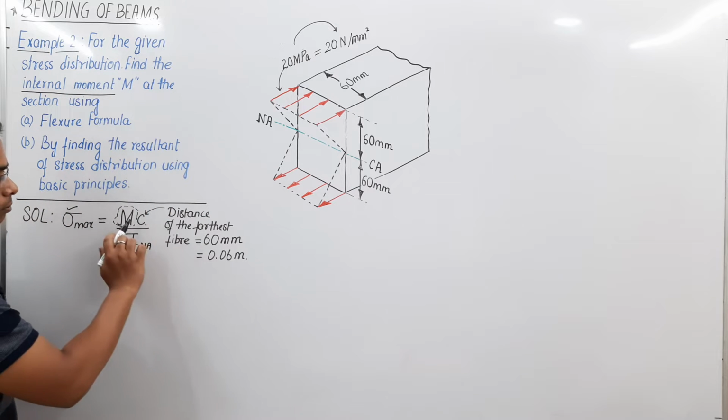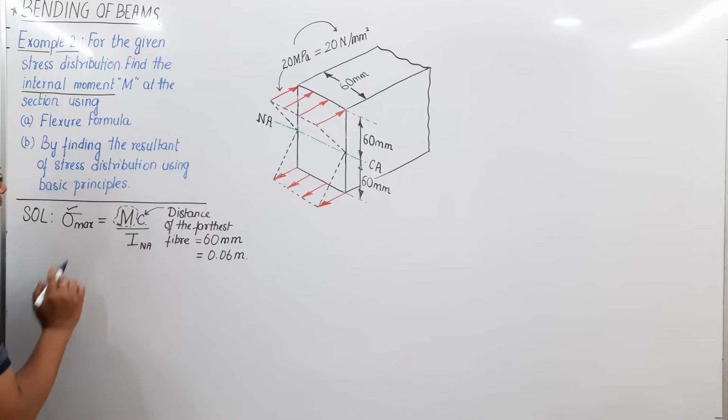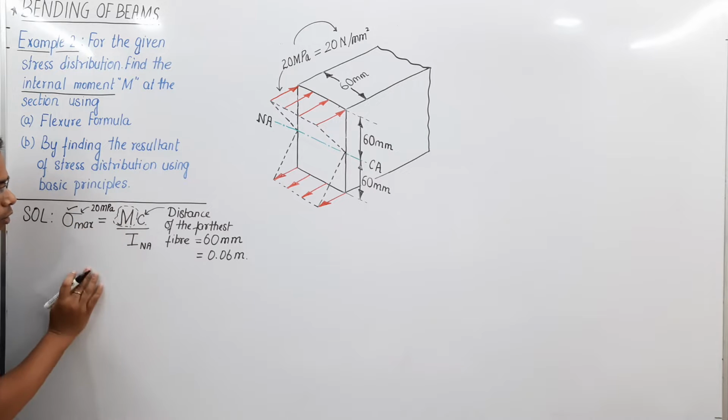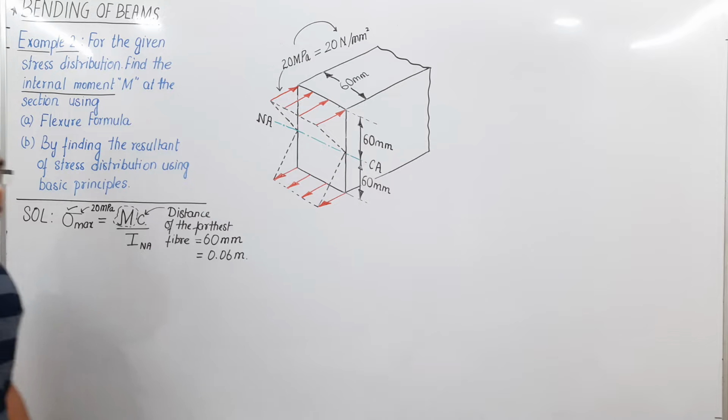Okay, so this is known to us. How much is this value? We know this very well. This is 20 MPa. Okay, we need to work this out. I neutral axis. Just take a look at this.